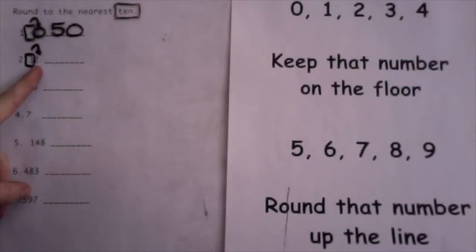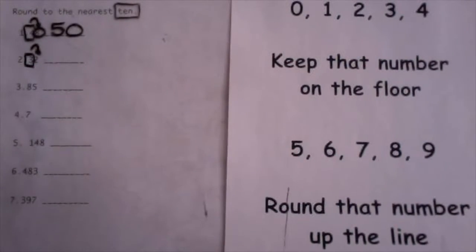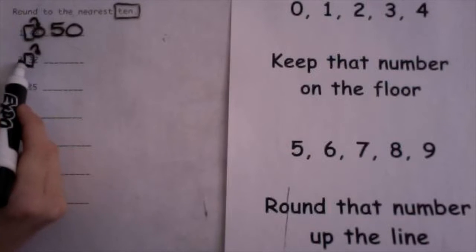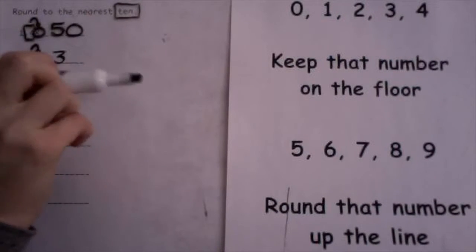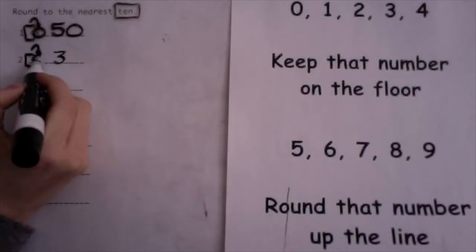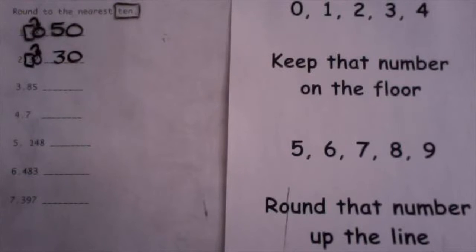Next door is a number 2. So we need to keep our tens place on the floor. The number 3 in our tens place is going to stay the same. And everything to the right is now going to change to a 0. So the number 32 rounded to the nearest 10 is 30.